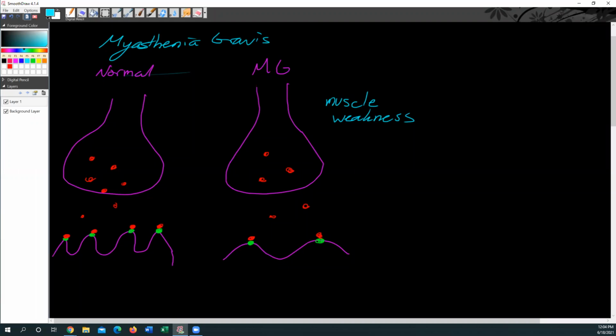So one of the biggest hallmark signs of myasthenia gravis is this muscle weakness. And it's due to the lack of the nicotinic receptors.